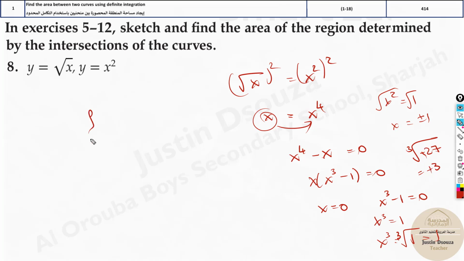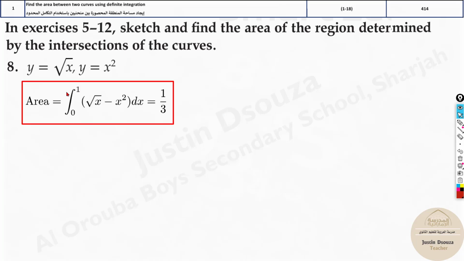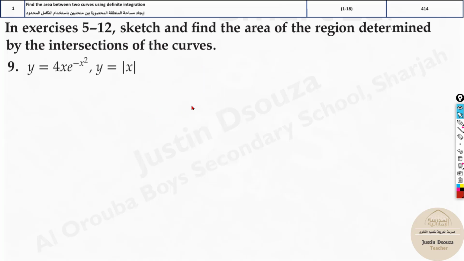So now we found the limits are 0 to 1, and then use any of the equations and solve it just like what we have done a while ago. So you can see it's 0 to 1, and this is the upper function. But even if you do the other way around, you will just get the negative sign and the same answer.